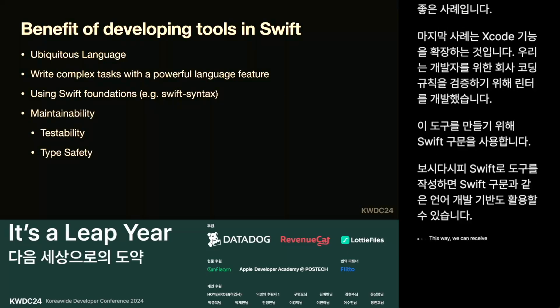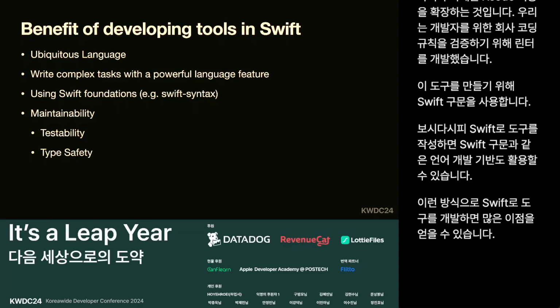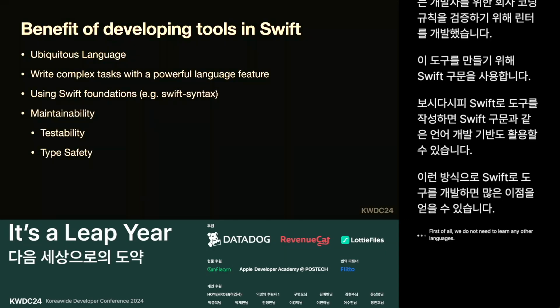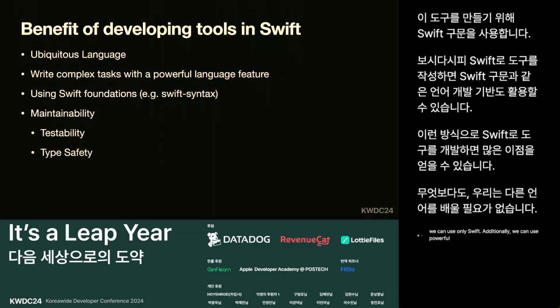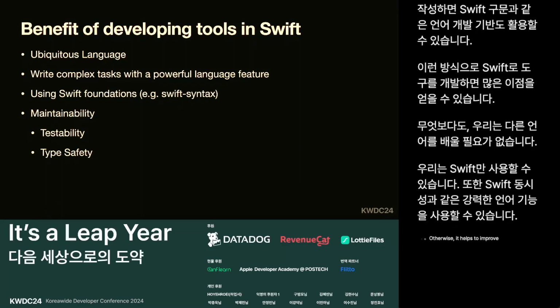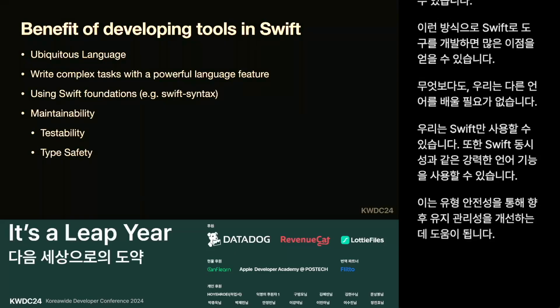This way, we can receive many benefits by developing tools in Swift. First of all, we do not need to run any other languages. We can use only Swift. Additionally, we can use powerful language features like Swift concurrency. Others, it helps to improve future maintainability, such as through type safety.